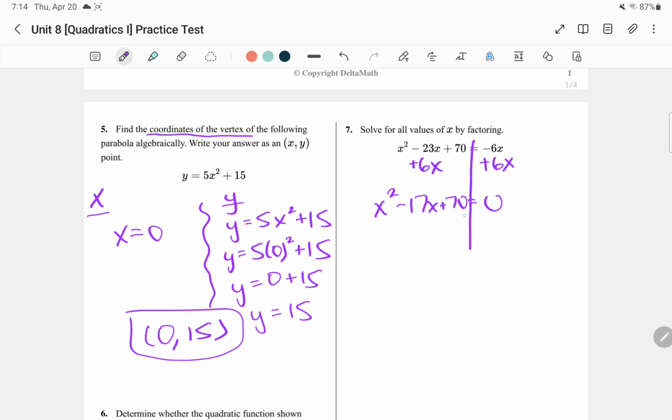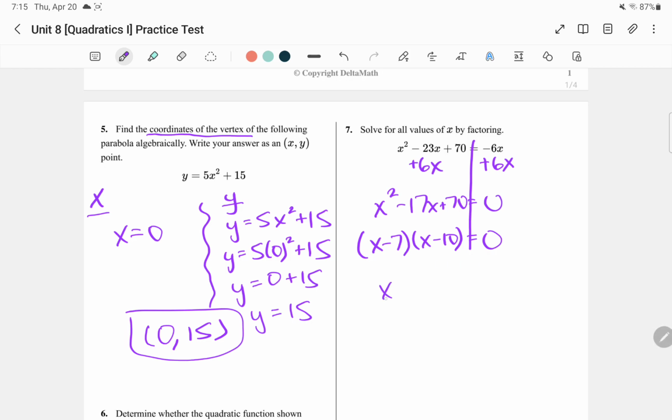Okay, so I have to think about what multiplies to positive 70 and adds to negative 17. Because this is a positive and this is a negative, think of my integer rule. A negative plus a negative gives me a bigger negative. A negative times a negative gives me a positive. So these must be 2 negatives. And those 2 numbers are going to be 7 and 10. So I'm going to put x minus 7, x minus 10 equals 0. See how negative 7 times negative 10 gives me positive 70, and negative 7 plus negative 10 gives me negative 17.